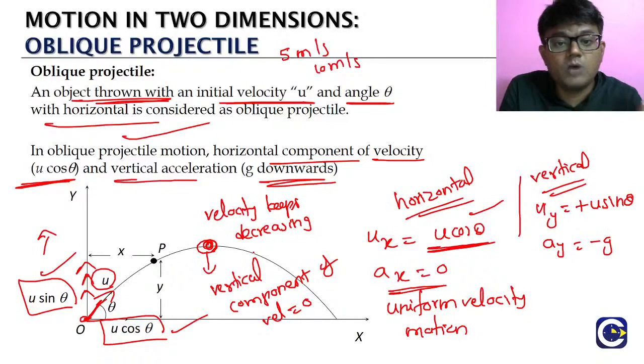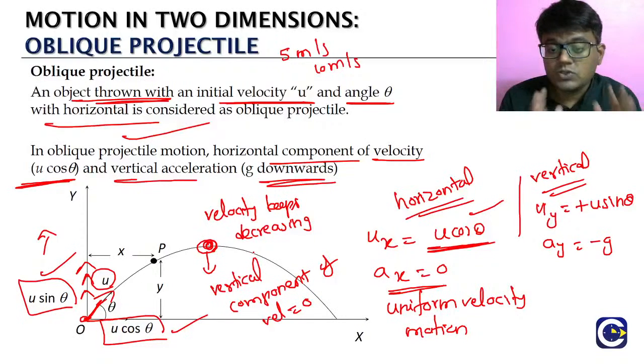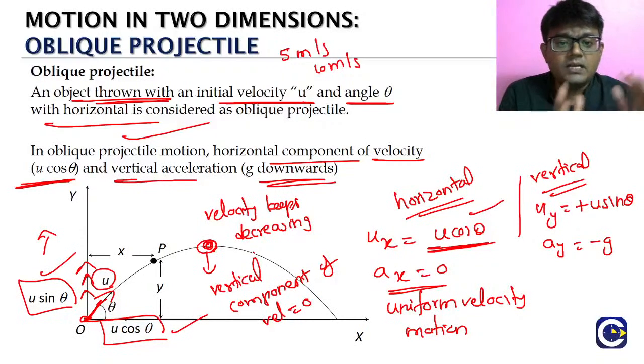Why are we giving the name oblique? We are throwing it at a particular angle with the horizontal. That is the reason we give it the name oblique projectile. Just like the horizontal projectile, we are also going to have some standard results and standard formulas.